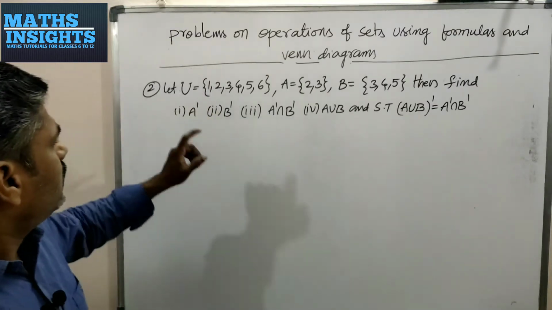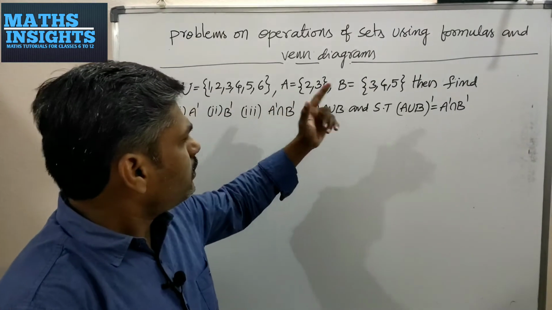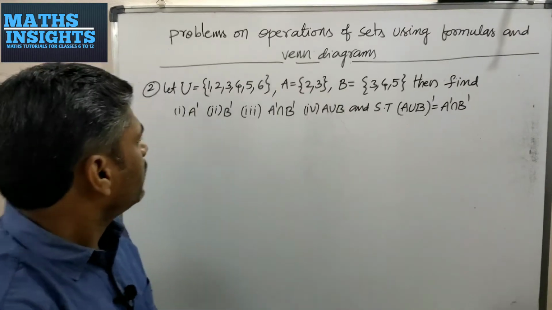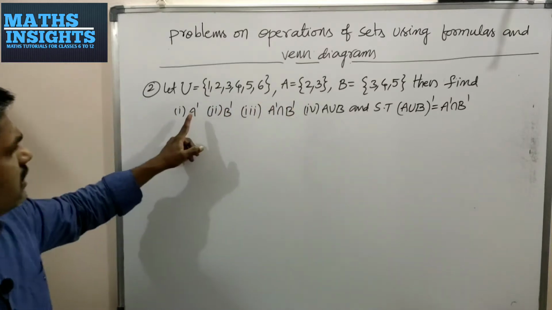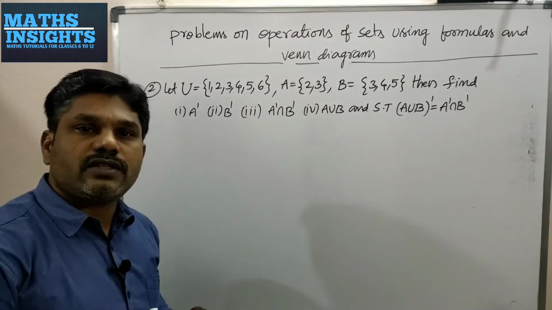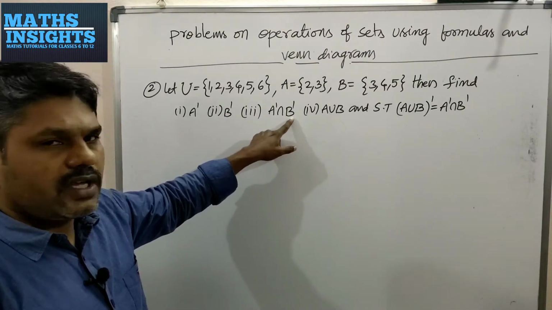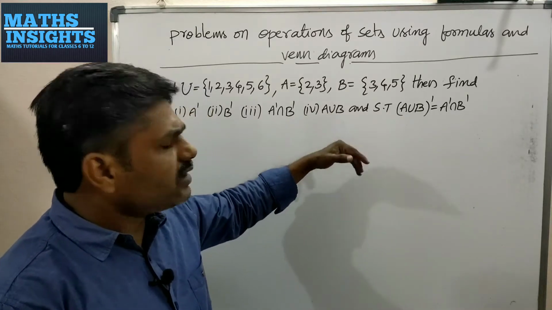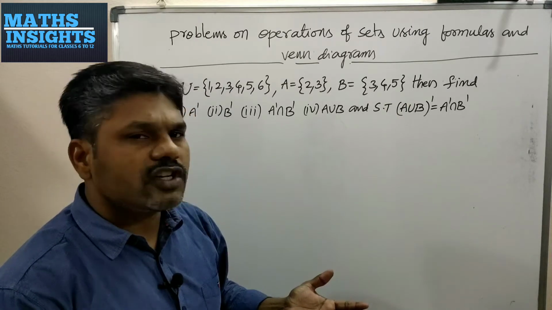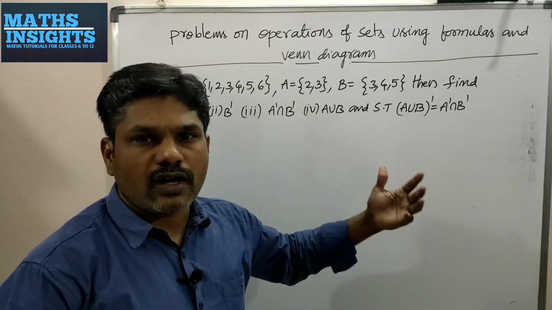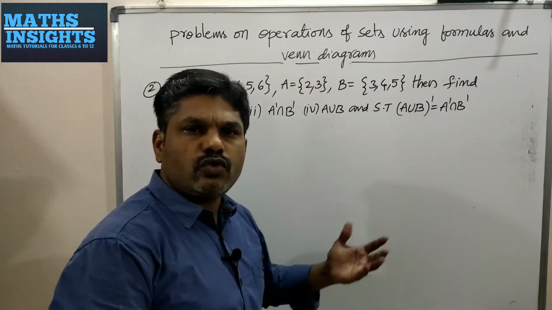Coming to the second problem, they have given a universal set with some elements, and A and B are the other two sets, which must be subsets of this universal set. Then they are asking A dash, that means complement of set A, and B dash, complement of set B, A dash intersection B dash, and A union B. Then they are asking to show that A union B whole dash equals A dash intersection B dash. Actually, this is called De Morgan's law. You discussed this one in our previous videos. If you want, you may go through those videos.